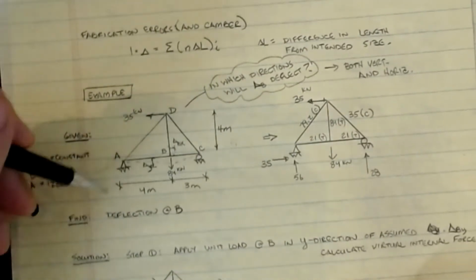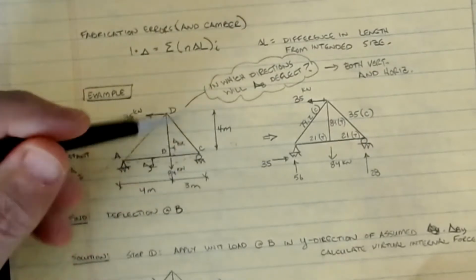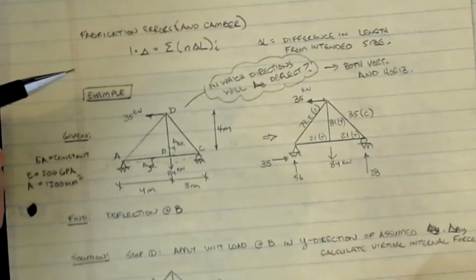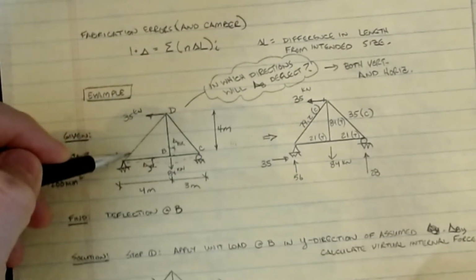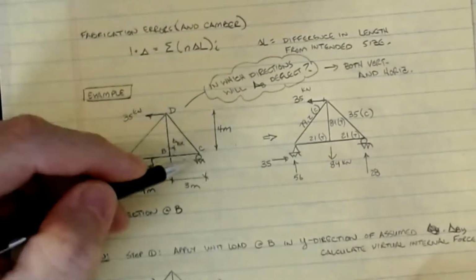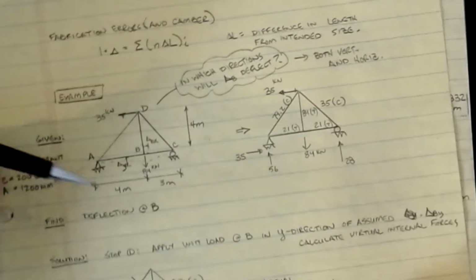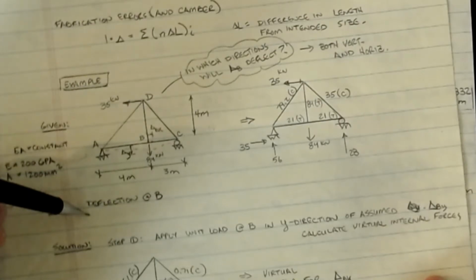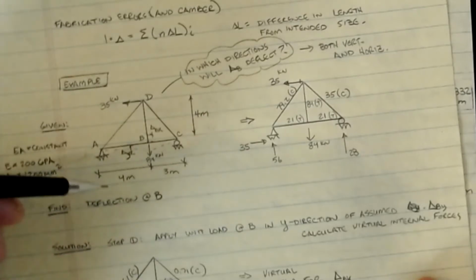The dimensions are 4 meters from A to B, 3 meters from B to C, and 4 meters vertically from B to D, the height of the truss. That means this is a 45-degree triangle, so 4 square root of 2 gives me that length, and this is a 3, 4, 5 triangle, so this length is 5. So that's what we have for the real system. We want the deflection at B. When we say that, we want both delta Bx and delta By, so we're going to solve these one at a time.